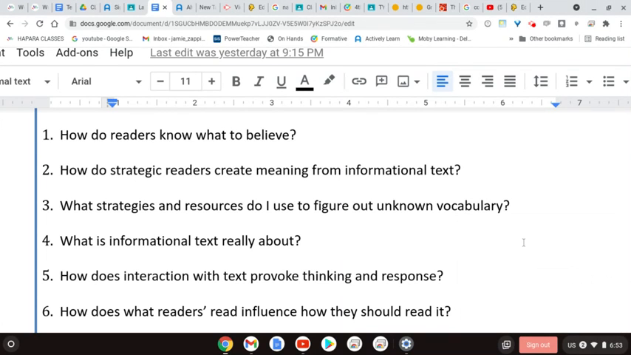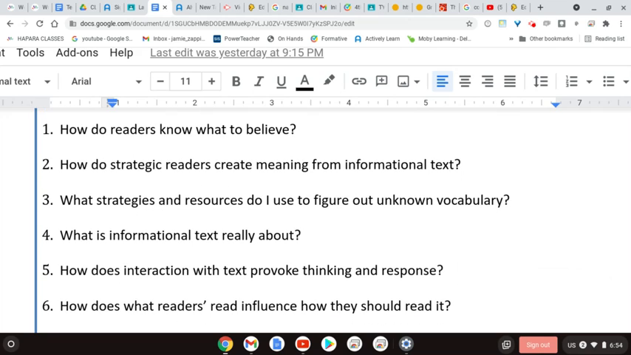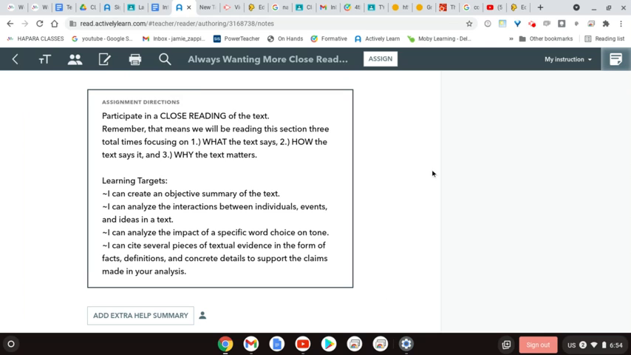Today we are focusing in on the following essential questions. We're going to look at number 1, how do readers know what to believe? Number 4, what is informational text really about? And number 5, how does interaction with text provoke thinking and response? Today we're close reading the informational text, Always Wanting More.